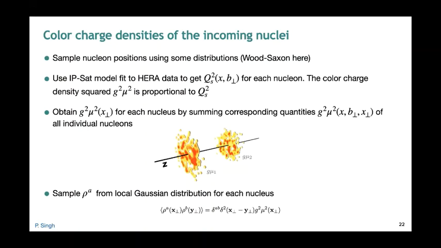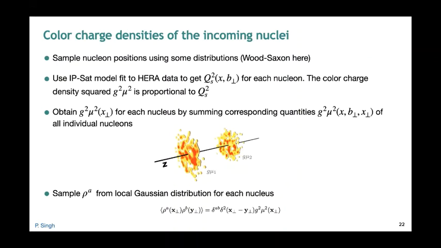Okay, now let me talk about how in the 3+1D IP-Glasma model people define their color charge densities. First of all, you sample the position of the nucleons using some distribution. Over here, most of the time I'll be using the Woods-Saxon distribution. And once you have these nucleon positions, you use the IPSat model to fit the HERA data to get the values of your Q_s squared. And this Q_s squared is related to your g squared mu squared, which is something that you saw in the MV model. If you want to define your color charge density, you need to have the information of the g squared mu squared.